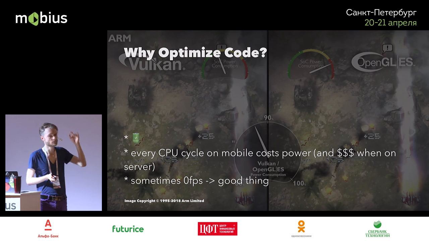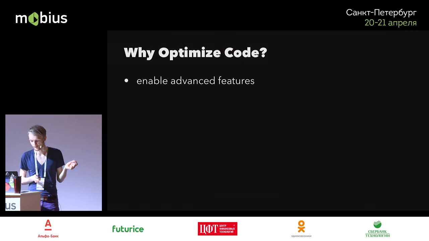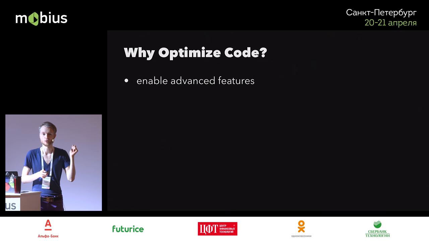And so this was all about why we want to optimize code. And the main feature for today is that sometimes you want to optimize something because without optimization, it wouldn't even be possible.